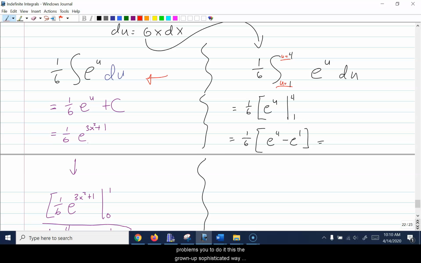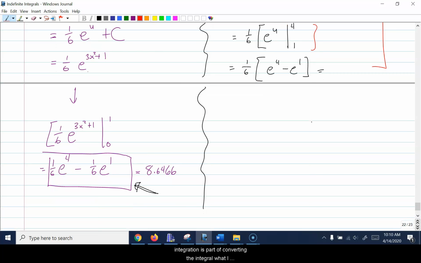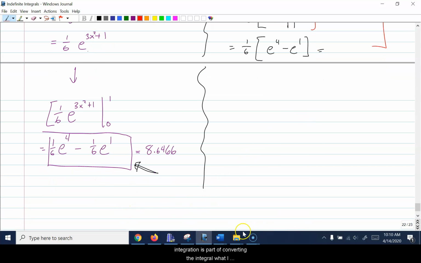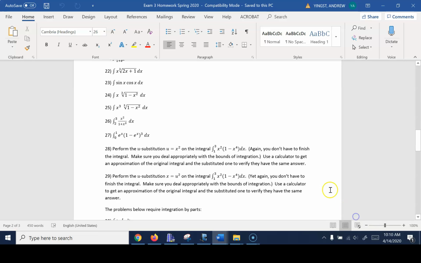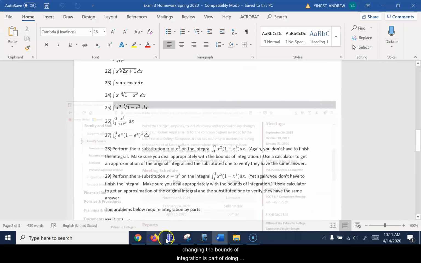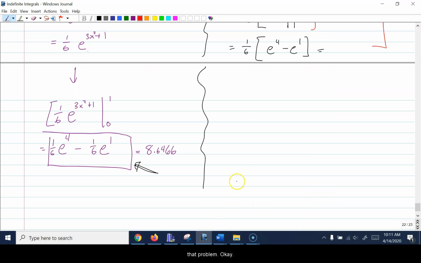Some of the problems, I'm forcing you to do it the grown-up sophisticated way, and it's because you're not actually doing the integral, you're converting the integral. And changing the bounds of integration is part of converting the integral. This is these problems. It says do this substitution on this integral. You don't have to finish the integral, but you have to do the substitution. This has bounds of integration, so changing those bounds of integration is part of doing that problem. Okay. Yeah, so that's definite integrals by substitution.